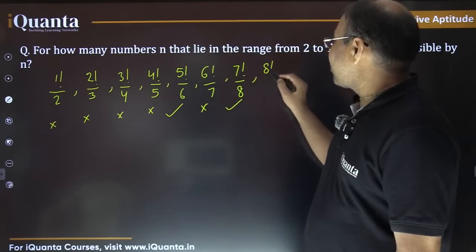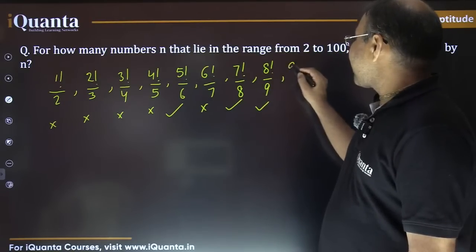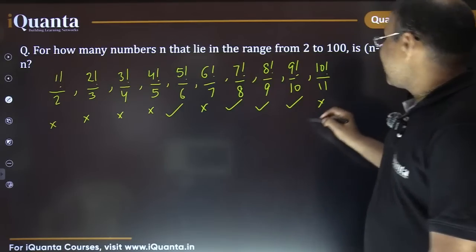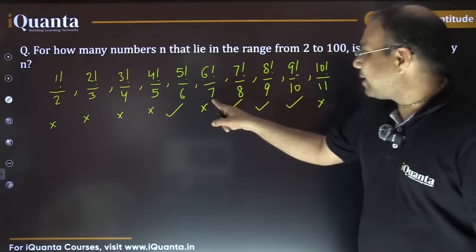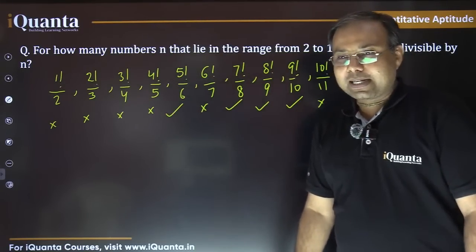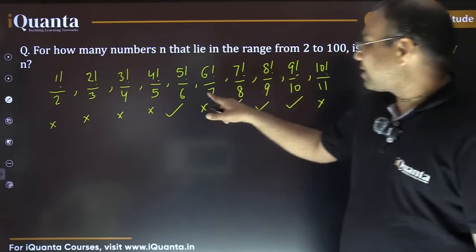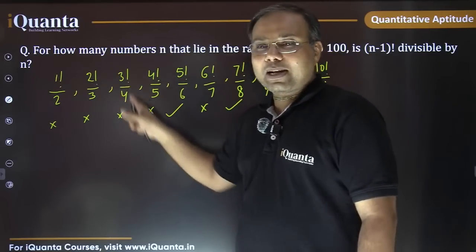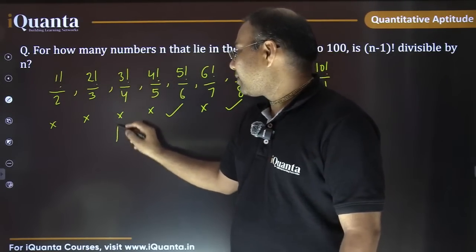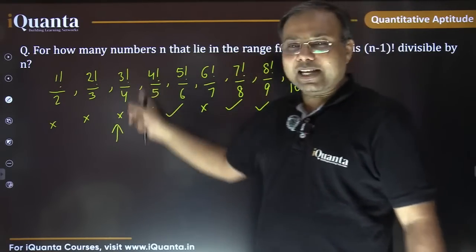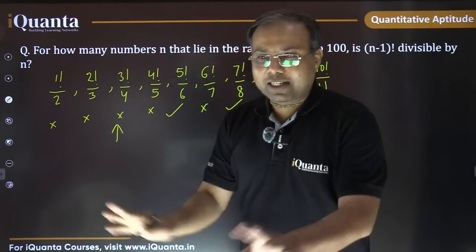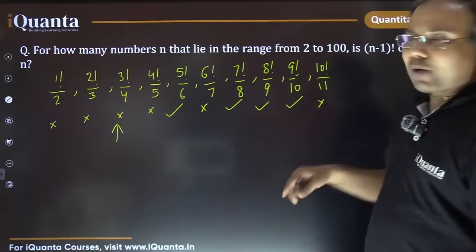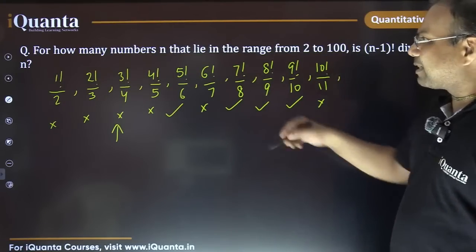Next, if I check 8 factorial, is it divisible by 9? Yes. 9 factorial, is it divisible by 10? Yes. But 10 factorial, is it divisible by 11? No. So basically, whenever you see a prime number as the divisor, it is not divisible. But other than prime numbers, we have this one extra number 4, which also doesn't satisfy. That's it. So now we can easily calculate. Other than those, all composite numbers will certainly divide that number, right?